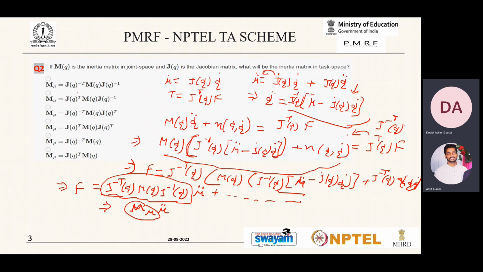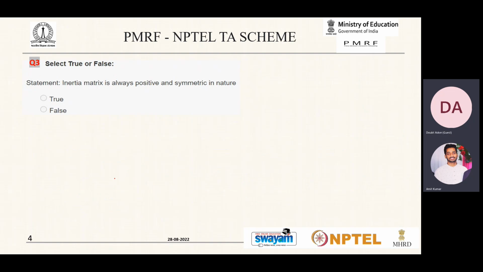So which one is that? This one, right? So this would be correct. Right, so this is the inertia matrix in task space. So this is how we solve this question. So now moving on to the next question, we have what?